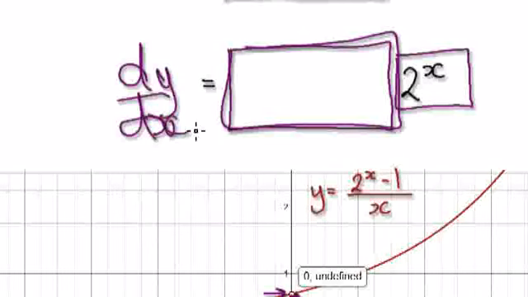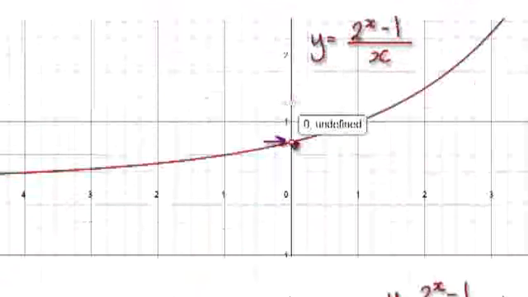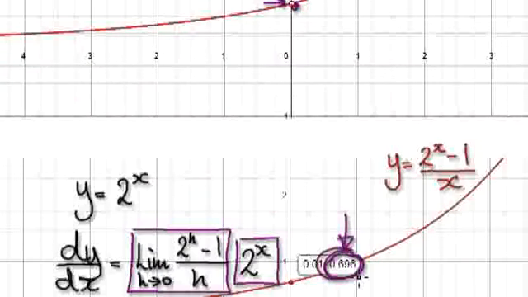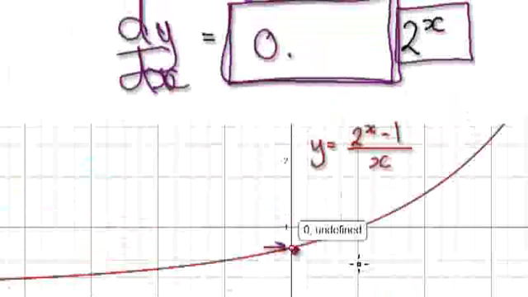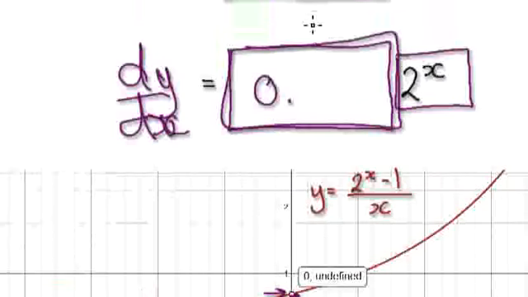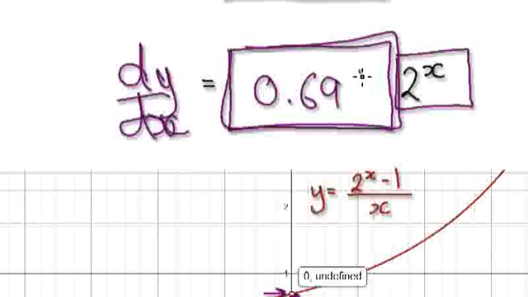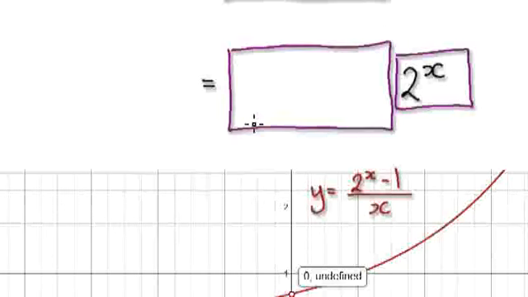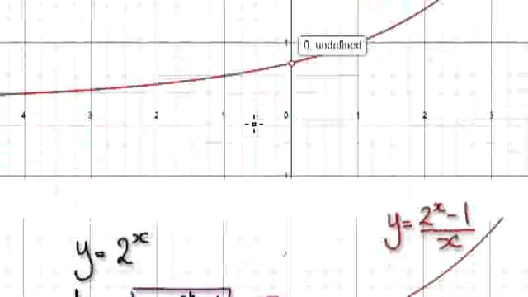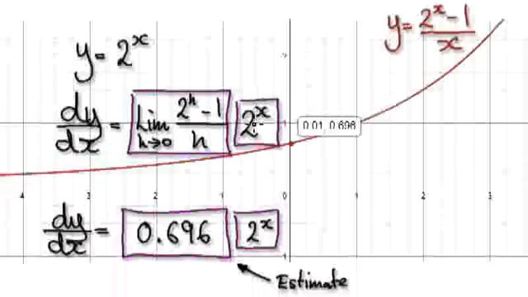So what goes in here is 0.696. So dy by dx equals 0.696, and this here is just an estimate. Okay, so hang on. Forgive me. Let me repeat it one more time.